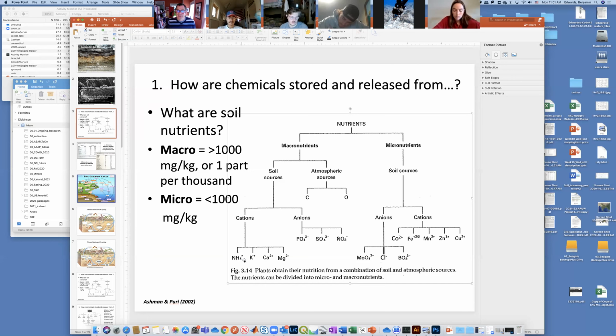Okay. With micronutrients, like we said, they almost all come from the soil. And again, we can divide them into 2 categories. For the anions, we have molybdenum, chlorine, and boron, which is kind of interesting because boron's not very abundant in the universe in general, but it is important for some aspects of plant growth. And then as cations, we have cobalt, iron, manganese, zinc, and copper. These are all metallic elements in the periodic table.